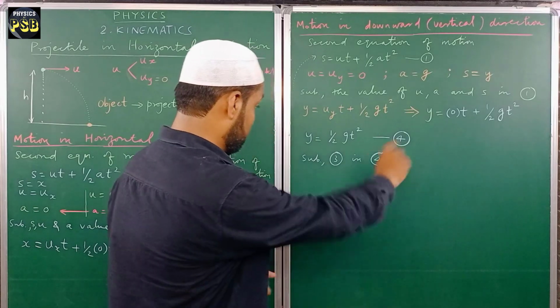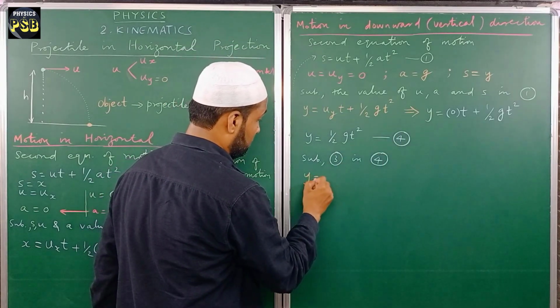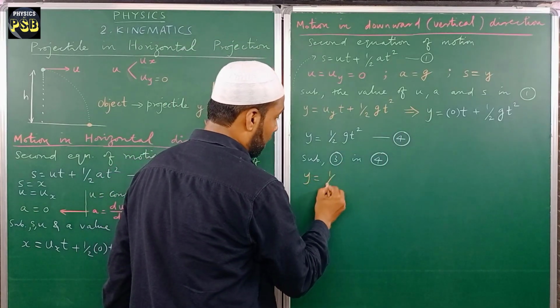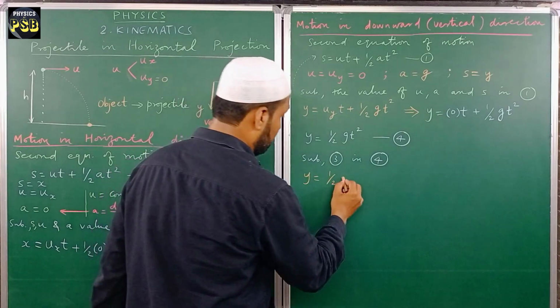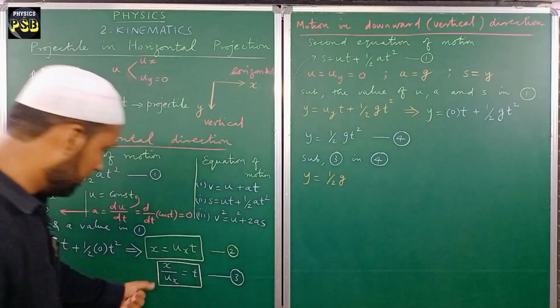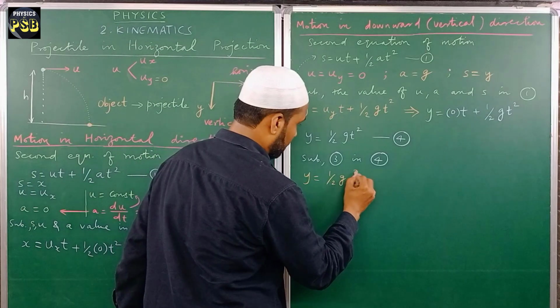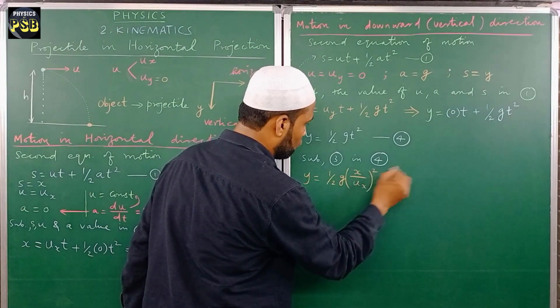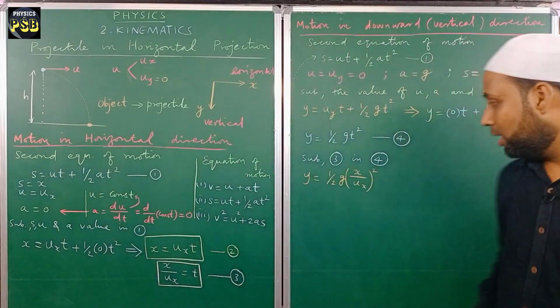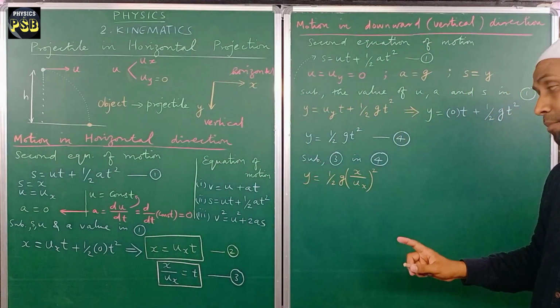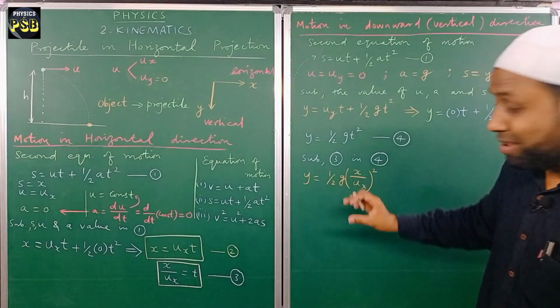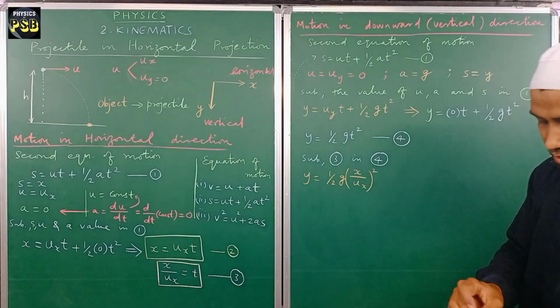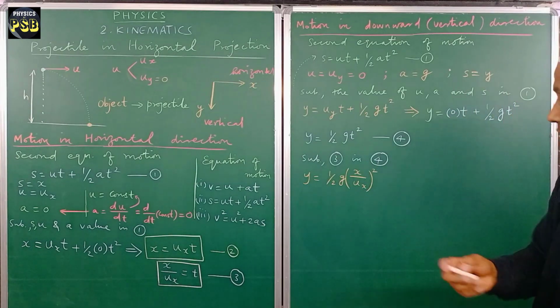Let's find out. Here, y is equal to half, in the place of t, I write its value, which is nothing but x upon ux, whole square. I square it. Now look at this carefully. I'm going to make certain changes to this equation. See, what are those changes that I make?